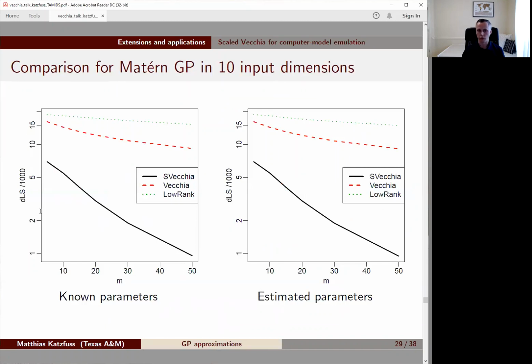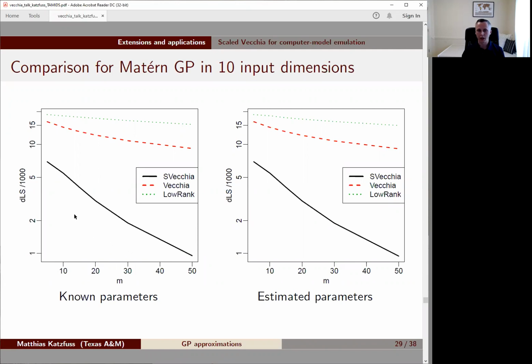And so this is just a very brief look at how well this can work. On the y-axis, we essentially have again KL divergence on a log scale, and here we have m on the x-axis. As we increase m, the size of the conditioning sets, we get better and better approximations.